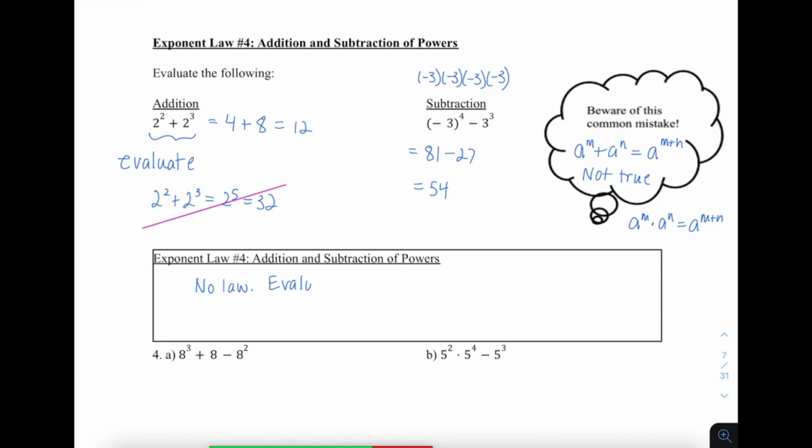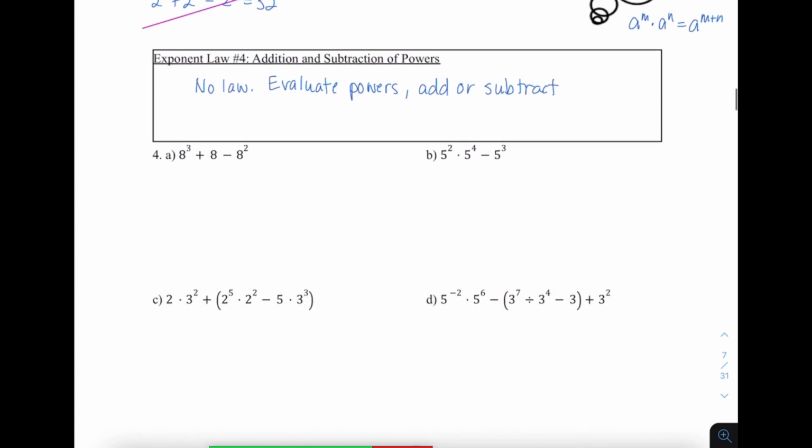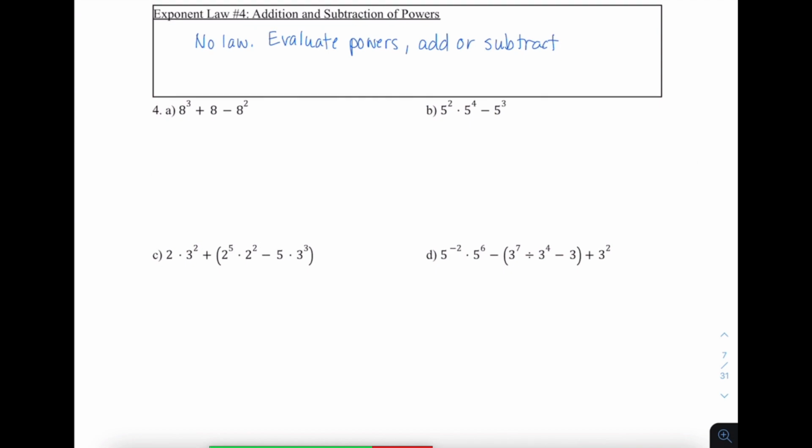Evaluate the powers and then add or subtract. So we're getting to the phase in this unit where we might try to trick you a little bit, and it's not really on purpose. It's just to test that you know to keep these rules separate. All right, so here we go. What we're going to do is evaluate and use our calculators to answer these questions.